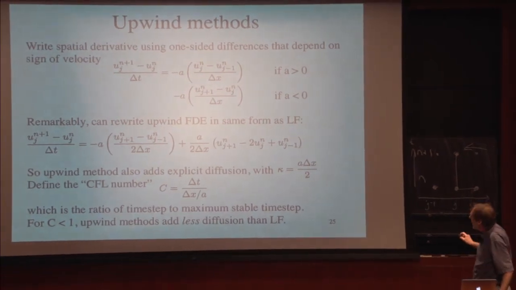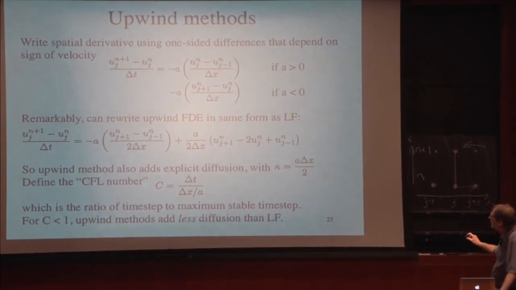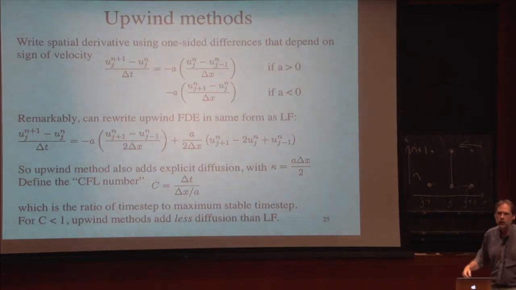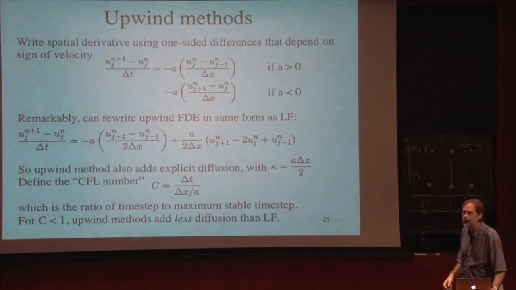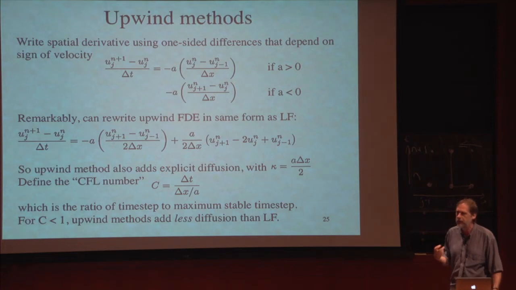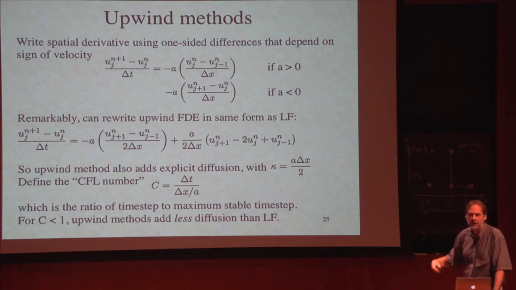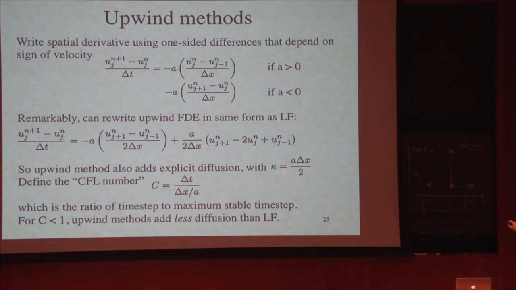And it turns out that works remarkably well because, again, you can write the finite difference equation. Well, first of all, you can do the von Neumann stability analysis. You can work it all out and show that, once again, this is stable provided you satisfy the CFL condition. And moreover, you can rewrite the finite difference equation in the same form of this modified equation of a linear advection equation plus an explicit diffusion term. Once again, upwind methods are adding explicit diffusion, but now the diffusion coefficient is different.